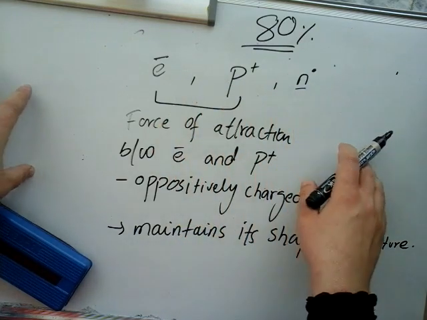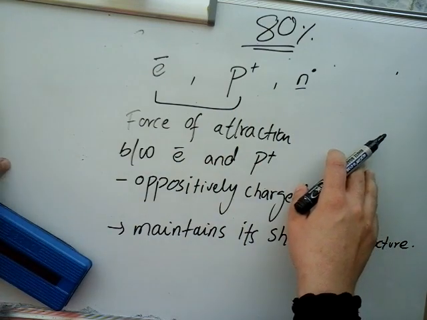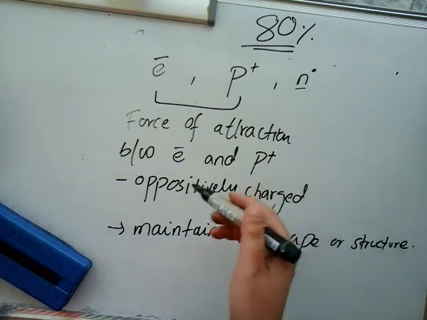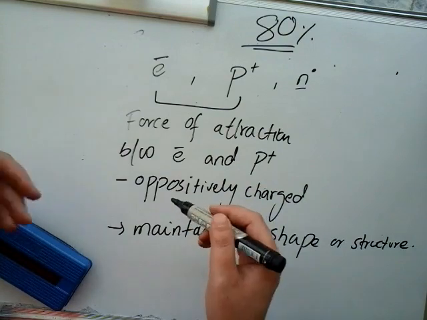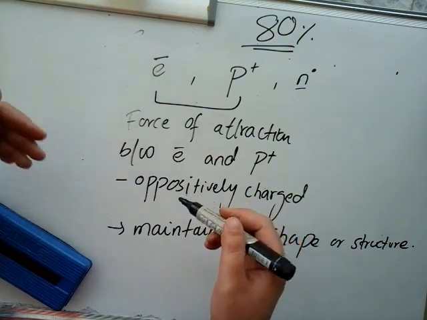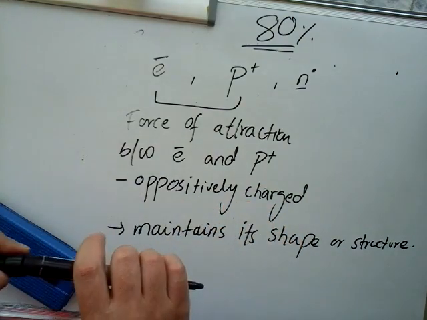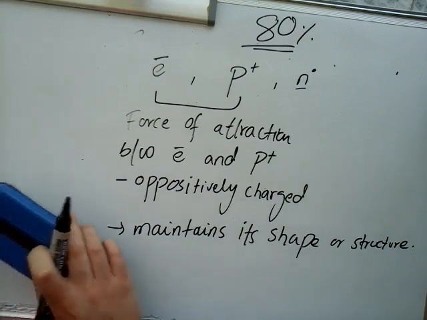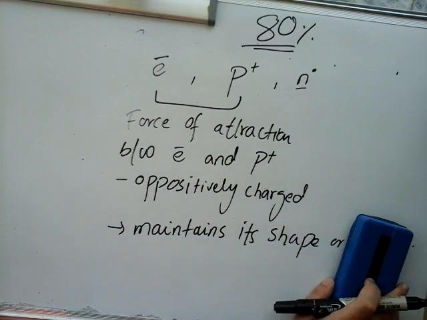So this is how the concept is related to force of attraction. Force of attraction between electron and proton. Why force of attraction? Because both are oppositely charged particles. They will attract each other. As a result, the atom as a whole will maintain its shape.